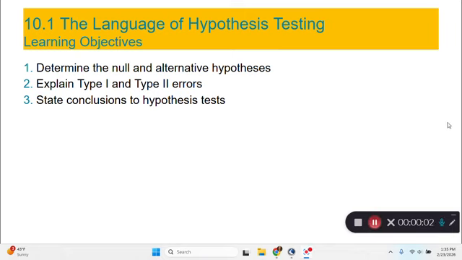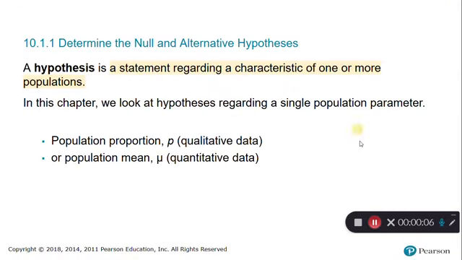In this video, we're going to talk about the language of hypothesis testing. Okay. So first, let's define what a hypothesis is. A hypothesis is a statement regarding a characteristic of one or more populations. In this chapter, we're going to look at hypotheses regarding a single population parameter, that is, the population proportion, P, for qualitative data, or the population mean, mu, for quantitative data.